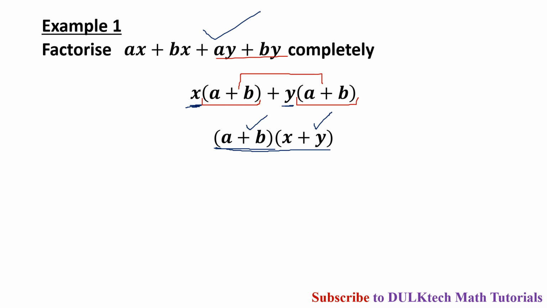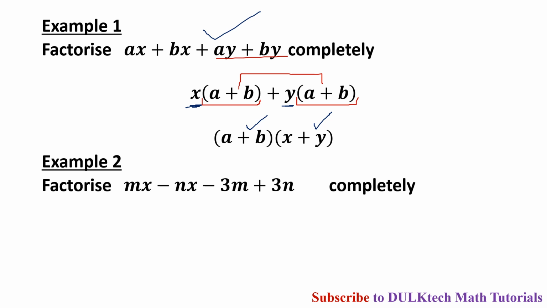Let's move on to our second example. Factorize mx minus nx minus 3m plus 3n completely. Likewise, we are going to group these two on their own, then minus 3m and 3n like this. Let's take out the highest common factor on the first two. On the first two, the highest common factor is x. So let's take out x like this. If we take out x, we remain with m minus n.